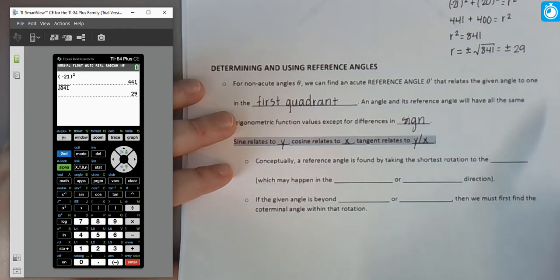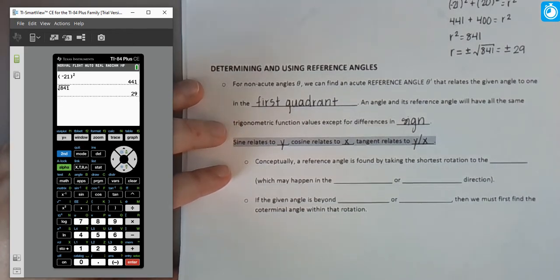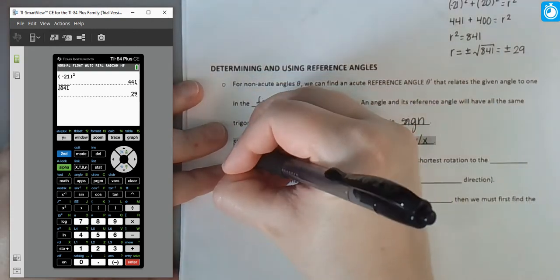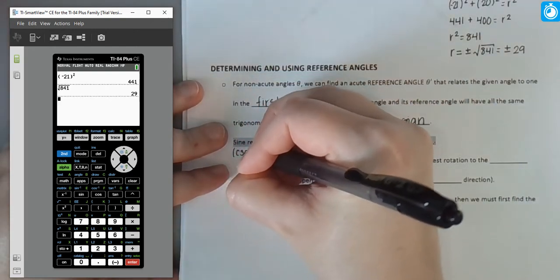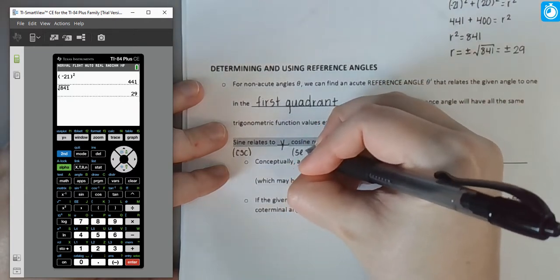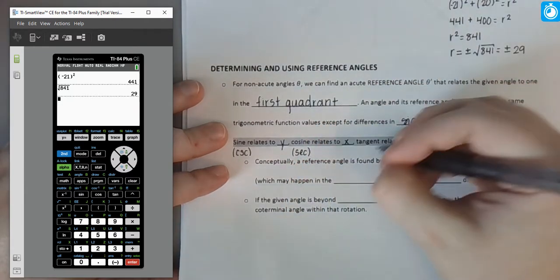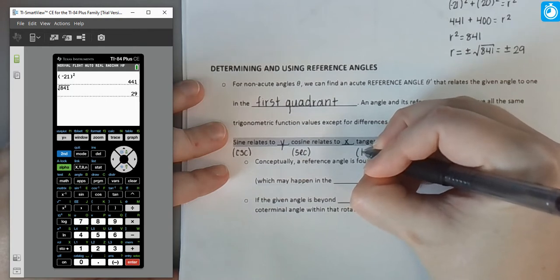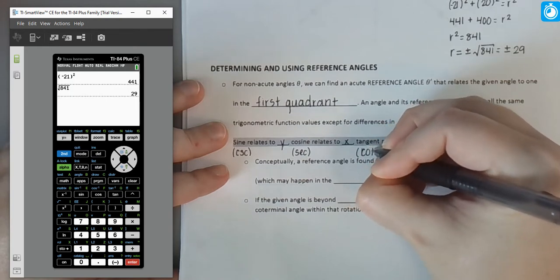And as we've determined in the first three examples that we did, the reciprocal functions behave the same way. So whatever we know about sine, we also know about cosecant. Whatever we know about cosine, we also know about secant. Whatever we know about tangent, we also know about cotangent. There we go.